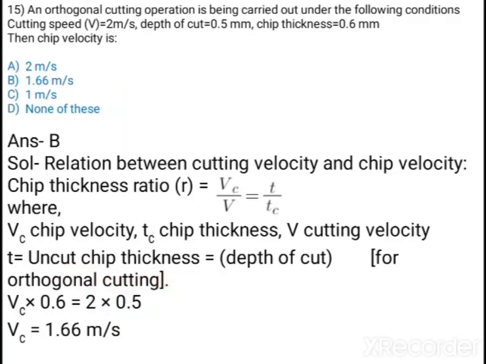So just put the values there: Vc into 0.6, that is your chip thickness, that is nothing but tc, is equal to V into t. So what is your V? V is 2 meter per second, and what is the t? t is nothing but your depth of cut, 0.5. From that you can easily calculate Vc as 1.66 meter per second, and the correct option is B for that.